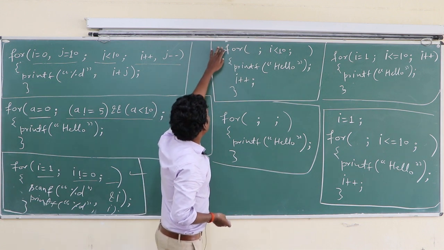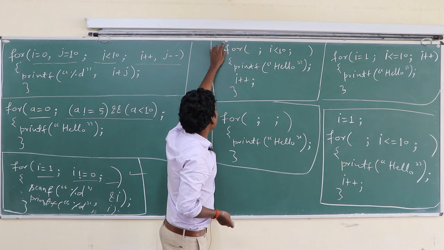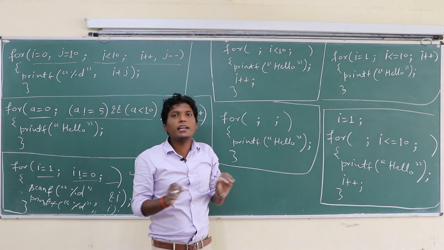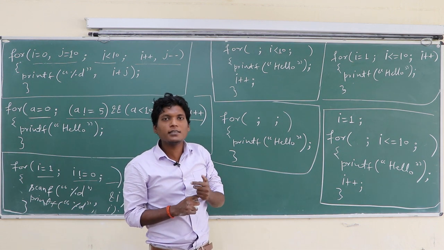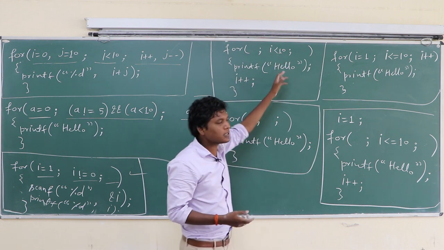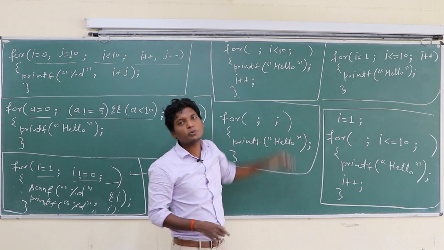Suppose above this for loop you have written static int i, and you do not assign any number to i. So by default i has value 0 because it is a static storage class. So 0 is tested here. 0 is less than 10, yes, hello will be printed. Here i becomes 1. So this loop executes 10 times.